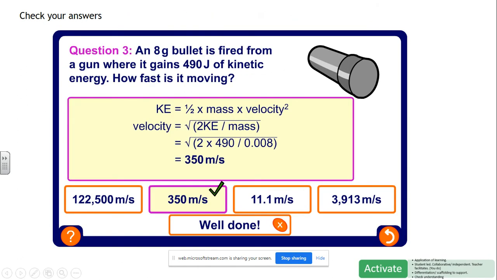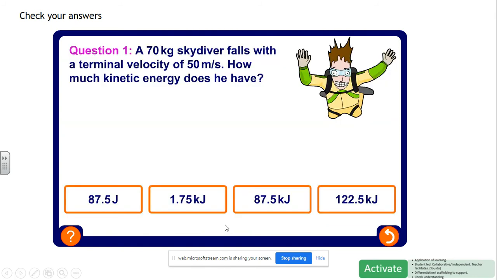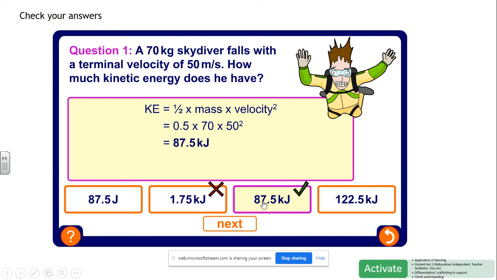So, just refresh this to start. Okay, so we've got a 70 kilogram skydiver. What's his kinetic energy? I can't remember the answer off the top of my head. Was it that one? No, it wasn't. Was it that one? No, it was that one. Yes. So write down the formula, substitute the values, do the calculation. And notice they've gone straight for 87.5 kilojoules. We could write that as 87,500 joules. That's that one. Nothing challenging about that.